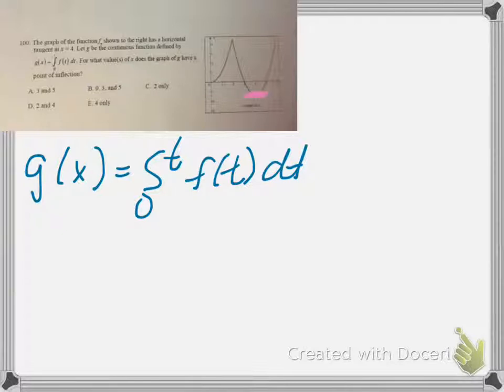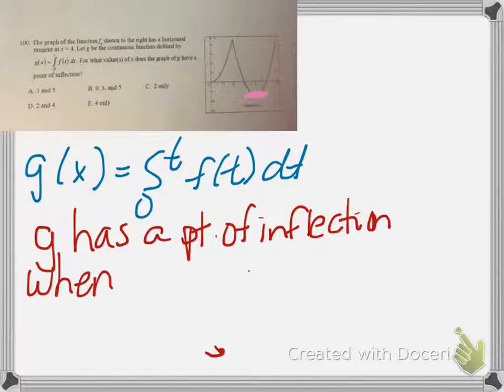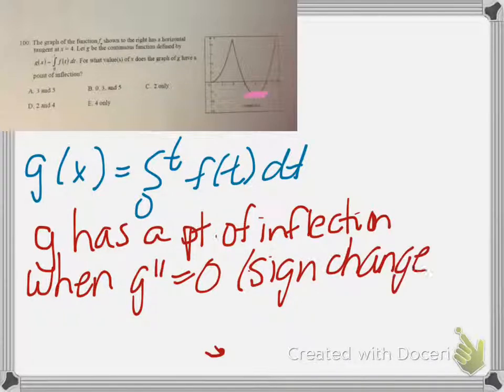So if you just forget the picture right now, what you should be thinking about is that G has a point of inflection when G prime equals 0. Okay, so that's what we're trying to figure out. Also, you'd also have to have a sign change. Okay, so what we're looking for is when G double prime equals 0.